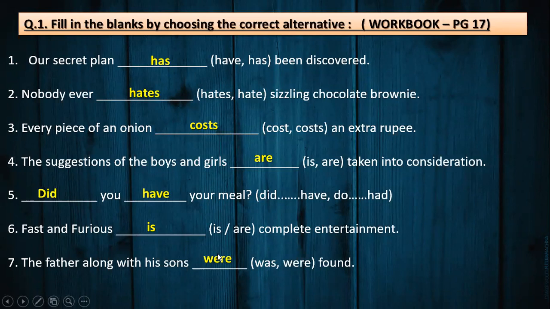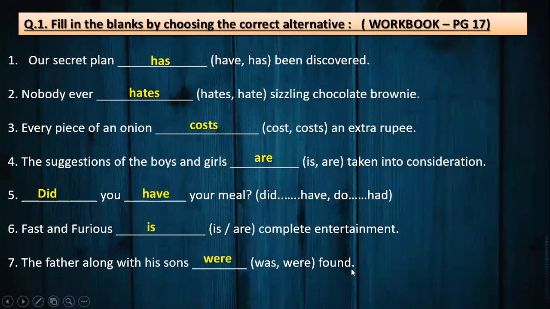No. Every piece costs. Every piece is a single one. Seventh one is in. Yes, the correct answer for the seventh one is was. Right? We are focusing on the father and not on his sons. Remember, the father as well as his sons was found. I and my mother, or I and my parents, are joining in soon. We don't focus on the sons, we focus on the father because of along with. So the correct answer here is was.